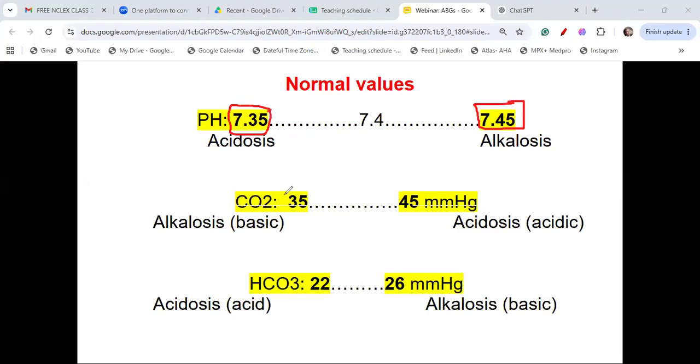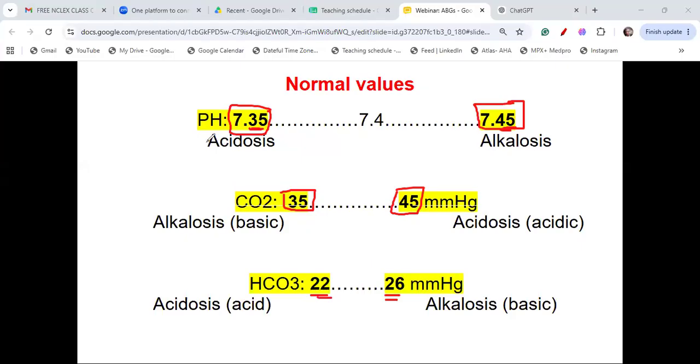CO2 ranges between 35 to 45. So if you can remember pH, then the decimals for both form the CO2. And then lastly, we have the bicarbonates, whose normal is between 22 and 26. So the normals are very crucial for you to know. Whether you're given or not, you must know.